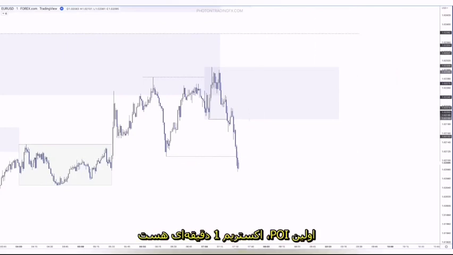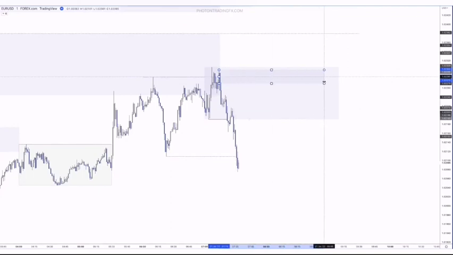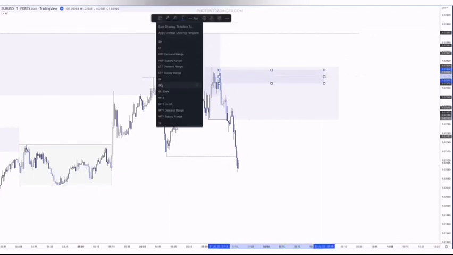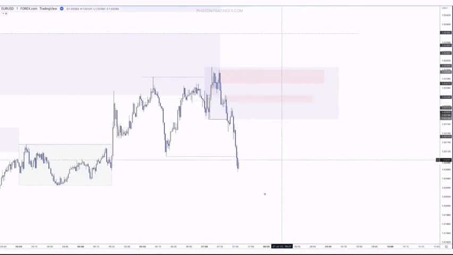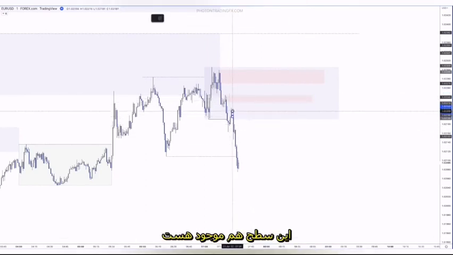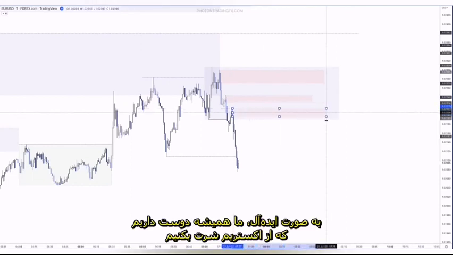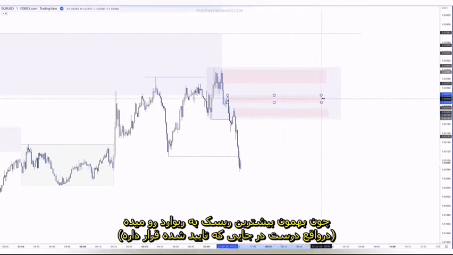So just drawing the POIs I was looking at. Obviously, we have the M1 extreme. We then have this unmitigated pivot as well, okay? And then we have this level here. So ideally, we always want to be shorting from the extreme because that's going to give us the highest risk to reward, and it's right at the point of invalidation.